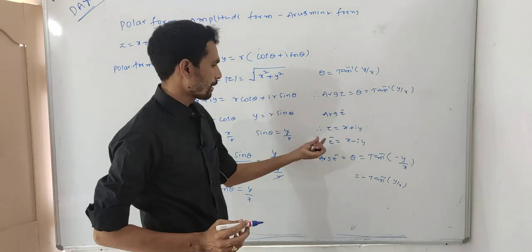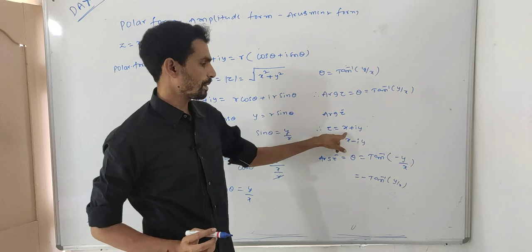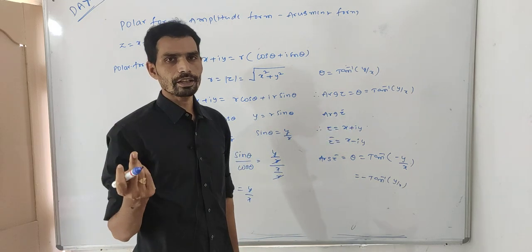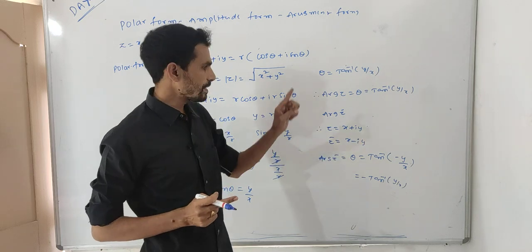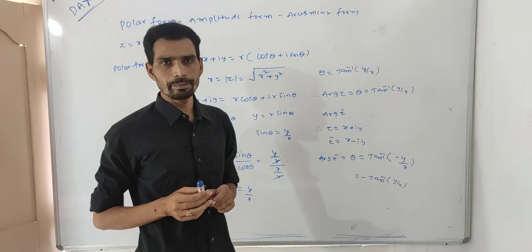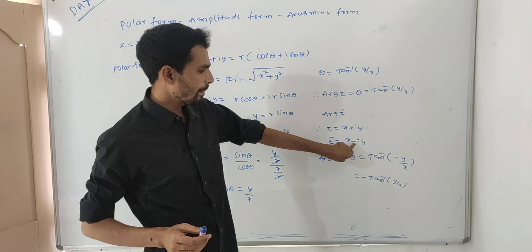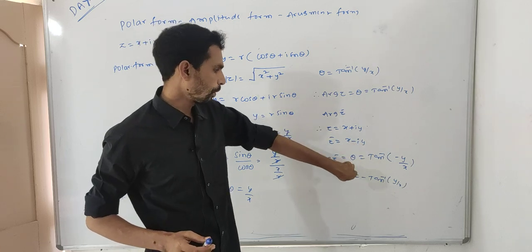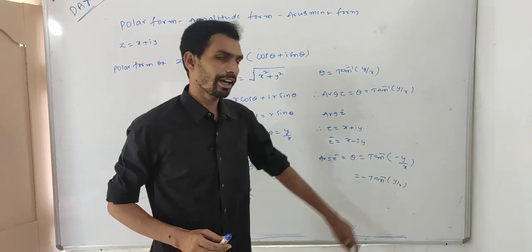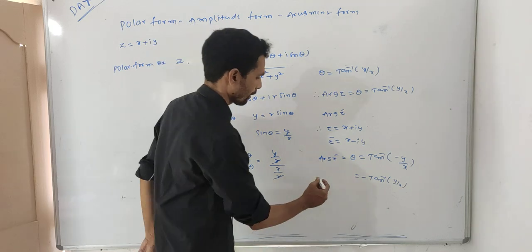Once again I will repeat. I want arg of z bar. Z is equal to x plus iy is given. What is z bar? Z bar is the conjugate, x minus iy. What is the theta for it? Theta is equal to tan inverse of y by x, that is, imaginary part by real part. But for z bar, the imaginary part is minus y. So theta is equal to tan inverse of minus y by x. Indirectly, it is minus tan inverse of y by x. What is the arg of z bar?